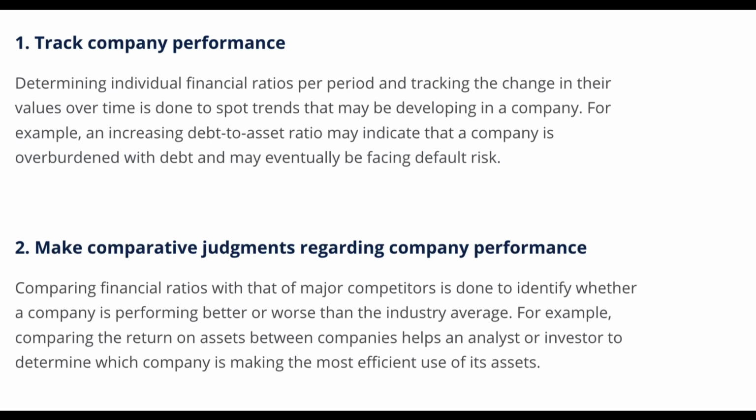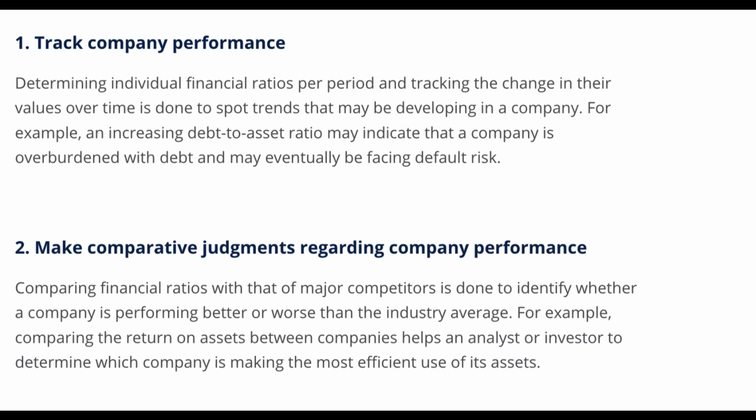1. Track company performance. Determining individual financial ratios per period and tracking the change in their values over time is done to spot trends that may be developing in a company. For example, an increasing debt-to-asset ratio may indicate that a company is overburdened with debt and may eventually be facing default risk.